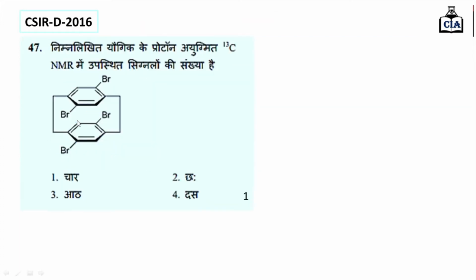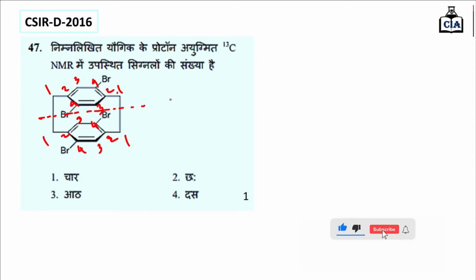Now next question from the CSIR December 2016. In this question we have to find the total number of signals observed in the carbon-13 NMR spectrum. This compound contains a plane of symmetry, so just find the total number of equivalent carbon atoms. This is the first type, this is second, this is also second, this is third, and this is the fourth type. So this compound will show a total of 4 signals because it contains a total of 4 equivalent carbon-13 atoms. So our answer first is the correct answer.